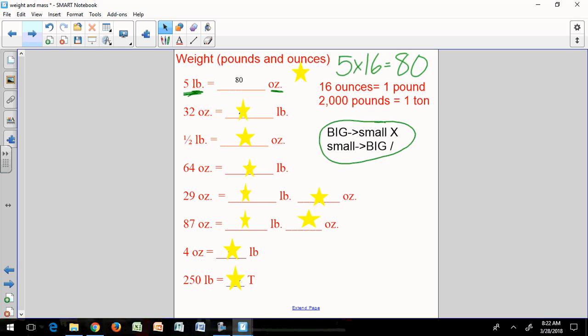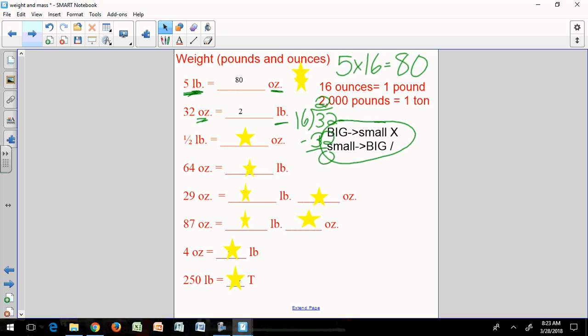And then we have the next one. 32 ounces, but I want it in pounds. So I'm going from something small to something big, so I'm going to divide. 2 goes into 32. Nope. Where did I get 2 from? I don't know what's going on right now, guys. My apologies. I would divide 32 by how many ounces are in a pound, and that's 16. And 16 goes into 32 2 times evenly. So 32 ounces equals 2 pounds.